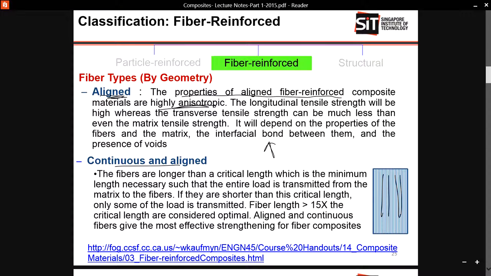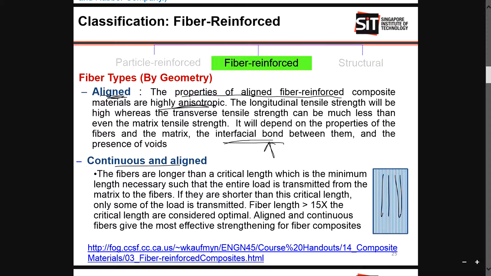And then you also need to know about the interfacial bond, meaning the bond between the faces. Let's say this is the fiber, this is the matrix, so the interfacial bond is in between them, along with the presence of voids. In between them there may be some air voids. So in terms of the properties and strength, you also need to determine their interfacial bond and the presence of voids. These are the things that will affect the strength of the aligned material also. Okay, and it's more catered for tensile strength when you pull.